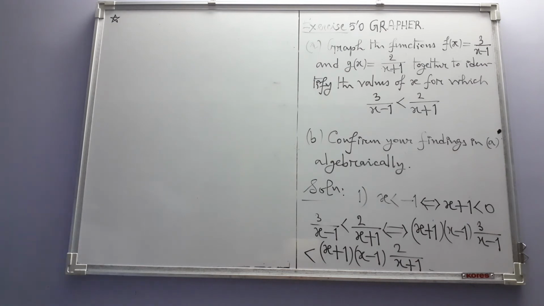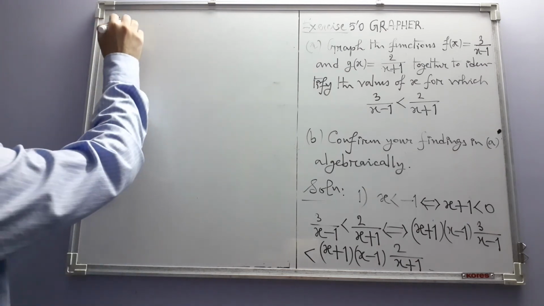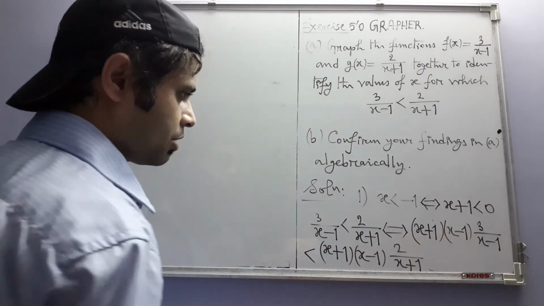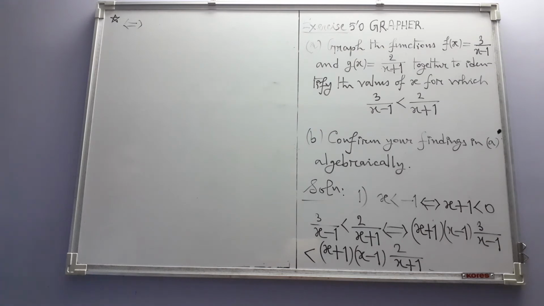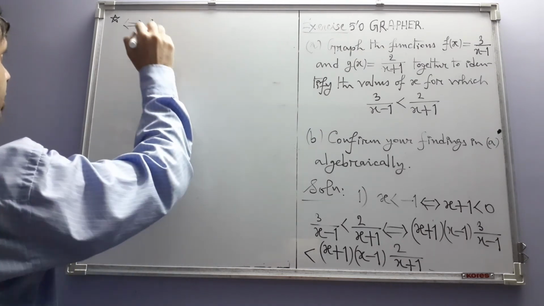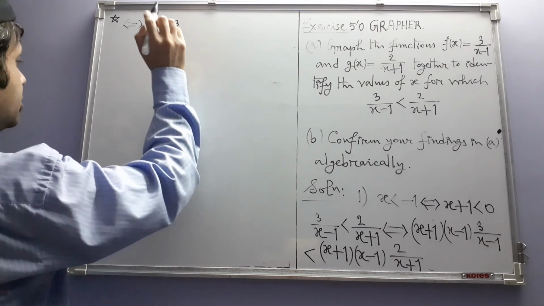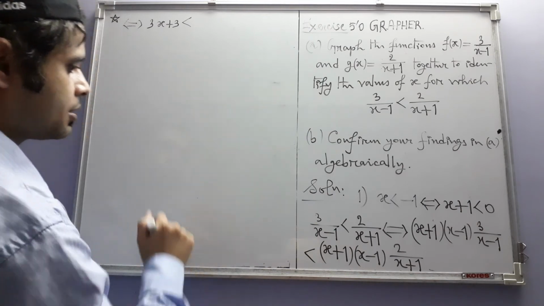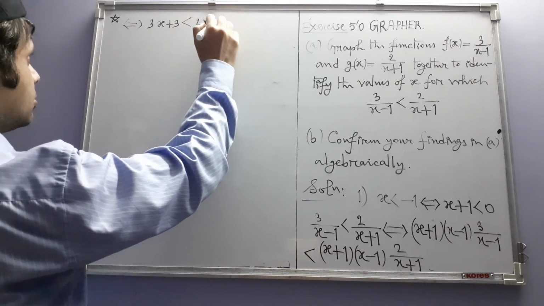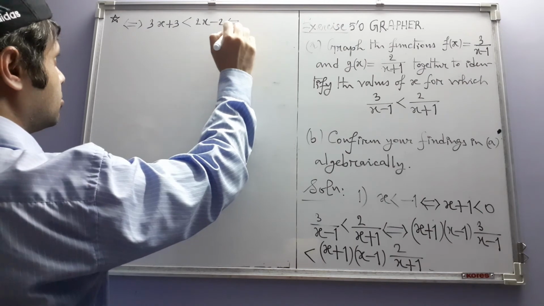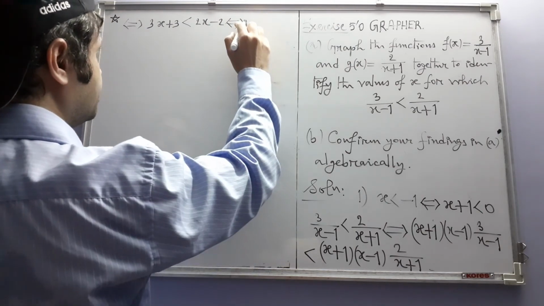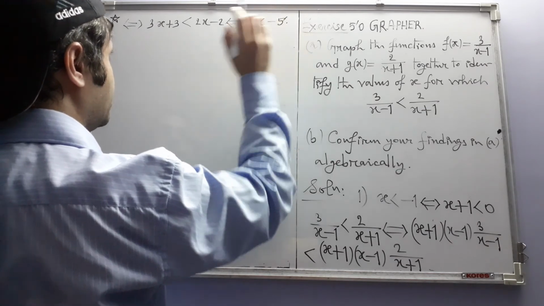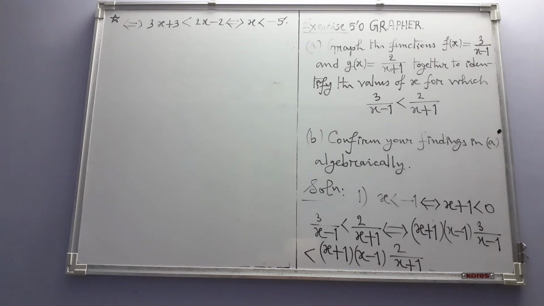Okay, so now this is equivalent to what? x minus 1 will cancel out, so we will be left with 3 times x plus 1, that is 3x plus 3, is less than, here 2 times x minus 1, 2x minus 2, or x is less than minus 3 minus 2, minus 5. So this is the first case.